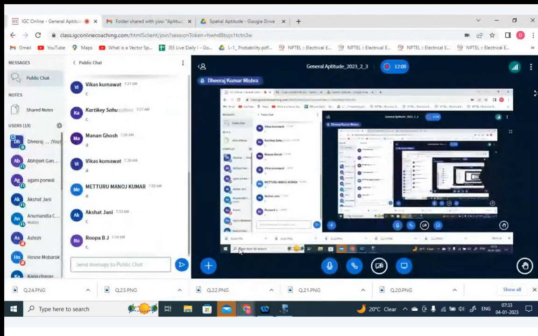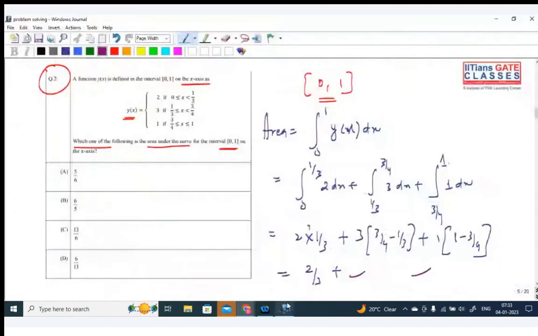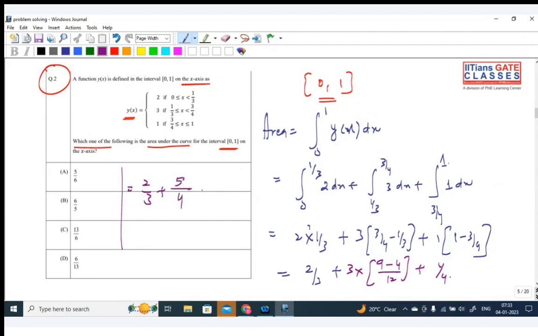So we can solve also, no problem. One should not leave this question. 3 into, this is 12, right? So you can say 12, 9 minus 4, plus 1/4, right? Just solving this further. So this is 2/3 plus 5/12 plus 1/4, right?